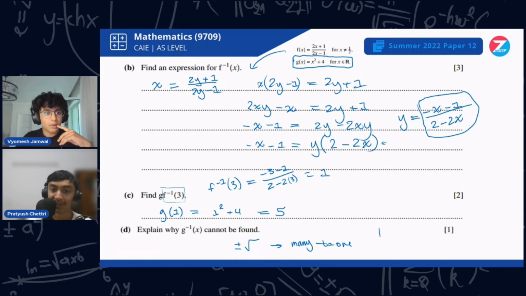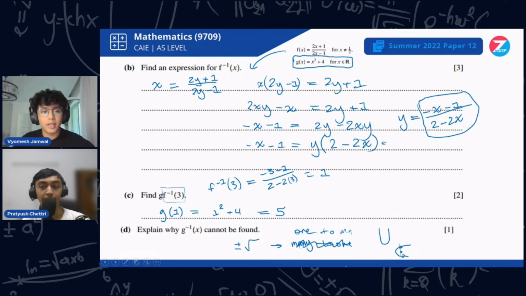It's the whole fiasco of this is a function, this is not a function. Wait, wouldn't it be a one-to-many function? It's not a function. Oh yeah, one to many, my bad. One input, many outputs, not a function. So that's why this will not be considered a function, and that's why the inverse cannot be formed.